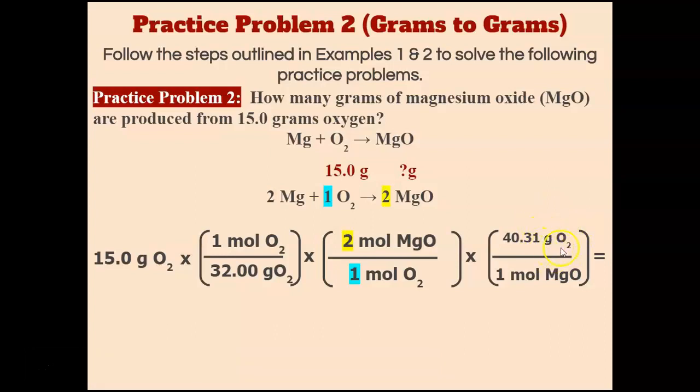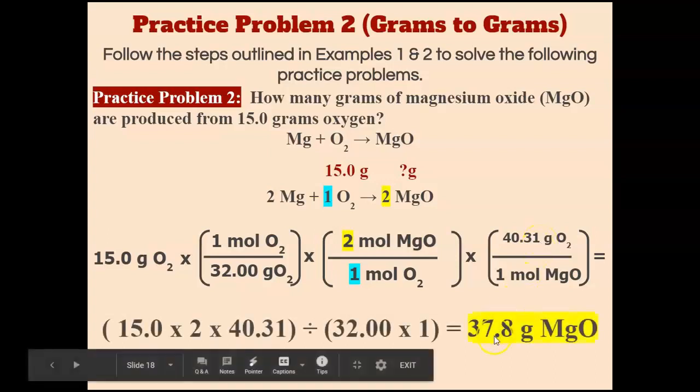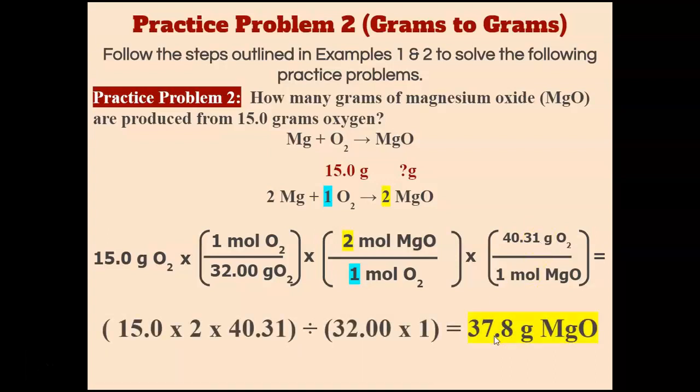And that is not oxygen, that should be magnesium oxide. Sorry. So 40.31 grams of magnesium oxide. If you calculate correctly, you should get 37.8 grams of magnesium oxide.